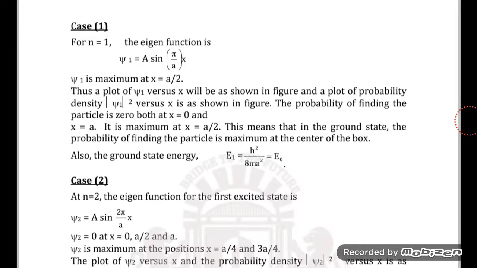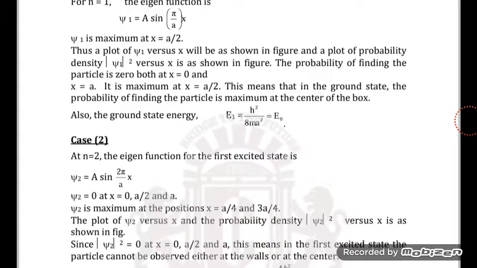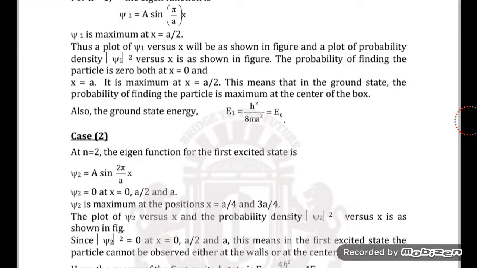Also the ground state energy, which had been solved in the previous lecture, is E1 equal to h square upon 8 m a square, and here a symbolic representation is given. Suppose that is E naught.